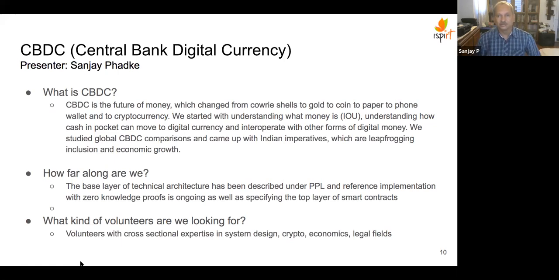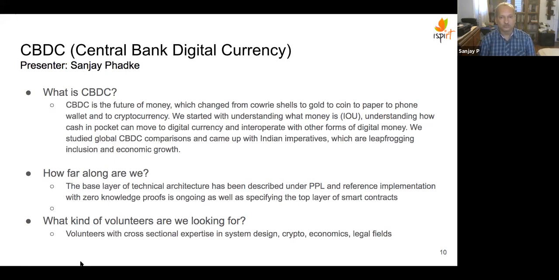We realized that it's really just an IOU, and then our aim is to figure out how we can convert the cash in the pocket into a digital currency. And like Pramod mentioned, make sure that it is interoperable with all other forms of digital money, and the money and currency are sort of interrelated but different.